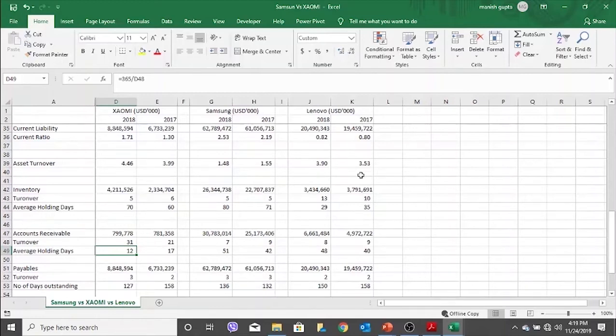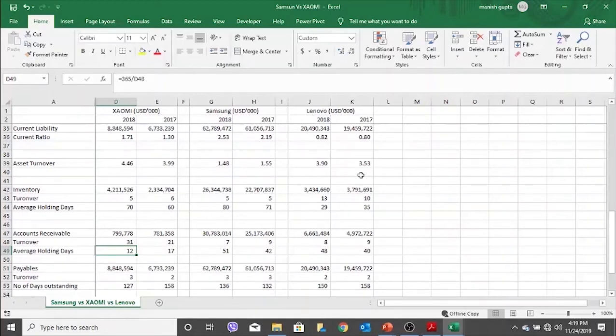So either they are not selling on credit, maybe they are selling cash, or Samsung is able to collect only after 51 days and Lenovo is able to collect after 48 days. So what does it tell you? Is it good or bad? Which one is better? Xiaomi. Xiaomi is better, right? Because it's able to collect faster.